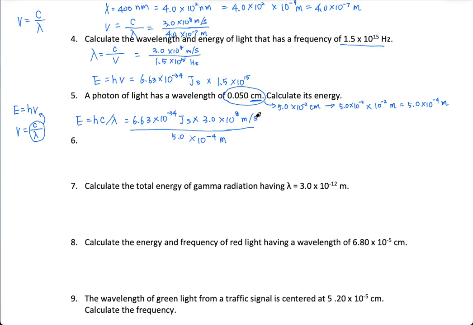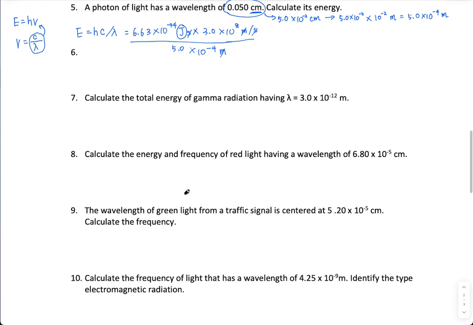So I'm going to use that wavelength, 5.0 times 10 to the negative fourth power meter. In here you see the units cancel out. As a final result, we have joules as the unit for energy, and the numbers you can calculate by yourself. Next one, question 7.